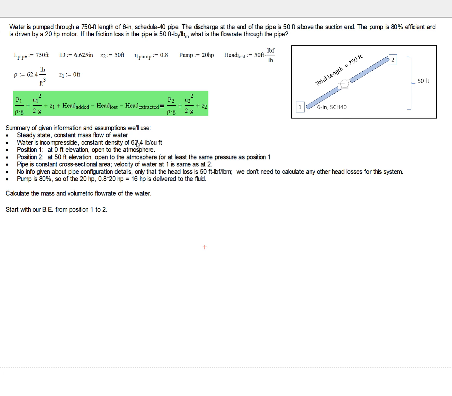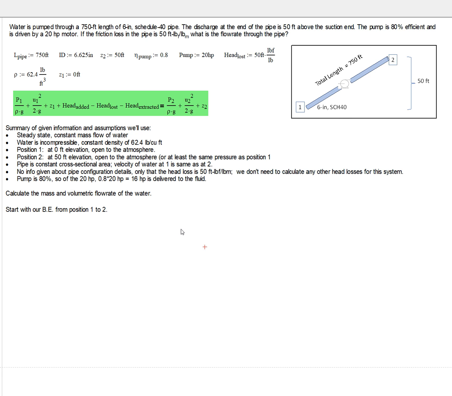So number one, realize this is steady state. We've got constant mass flow of water. Water's incompressible. We're assuming the density at 62.4 pounds per cubic foot is constant. Position 1 is going to be at 0 elevation, and it is open to the atmosphere. Position 2 at the outlet is at 50 feet of elevation, and it's also open to the atmosphere, or at least at the same pressure as position 1. The pipe is constant cross-sectional area. So what that means is the linear velocity of the water is also the same throughout the entire system.